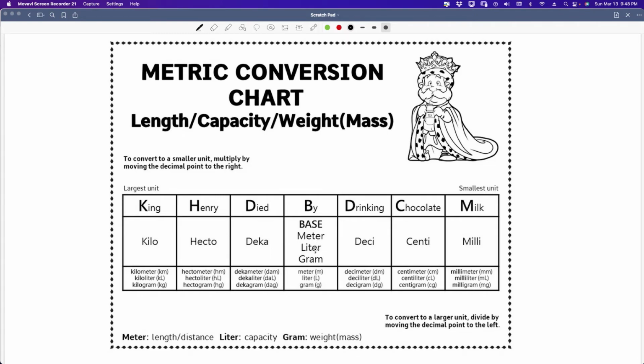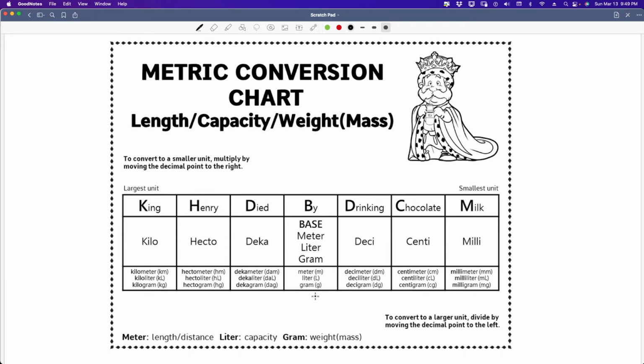Meter is length. Liter is going to be capacity or volume. And gram is going to be weight. Okay, so length or distance is meter, liter is capacity, and gram is your weight or your mass. Drinking is deci. Chocolate is centi, and milk is milli. So King Henry died by drinking chocolate milk. It goes from the largest unit to the smallest unit.